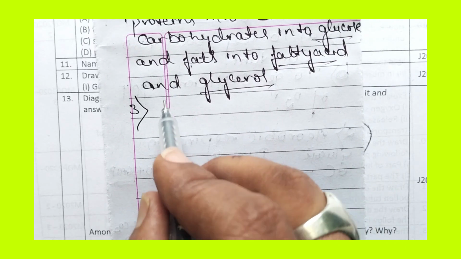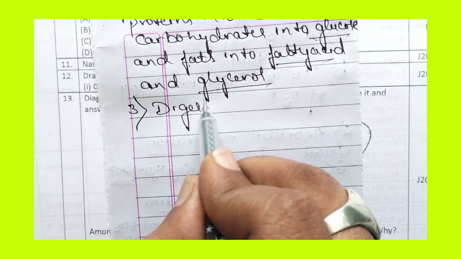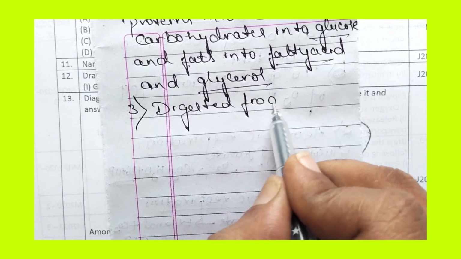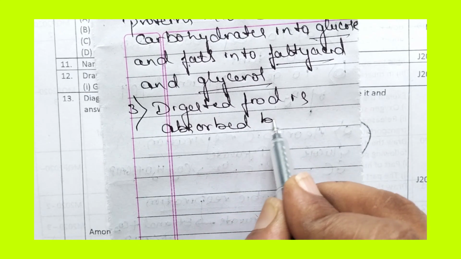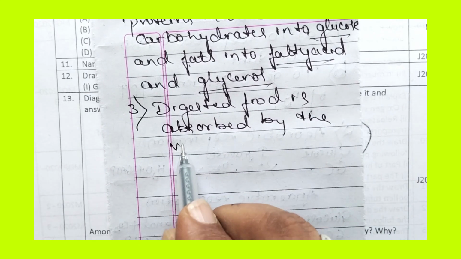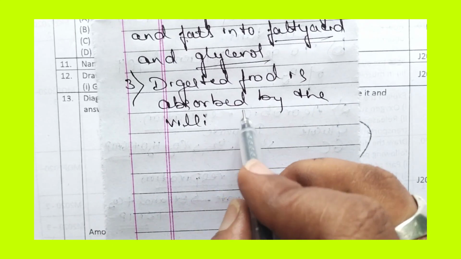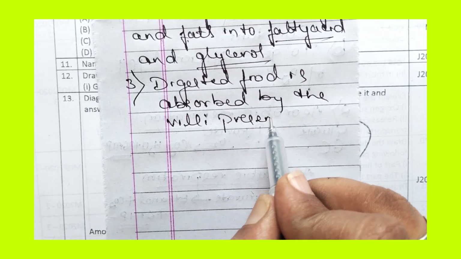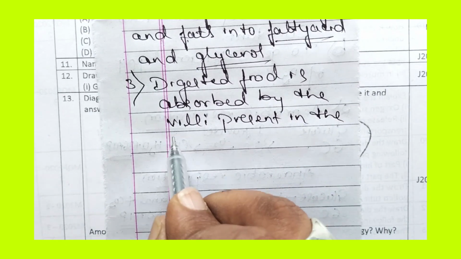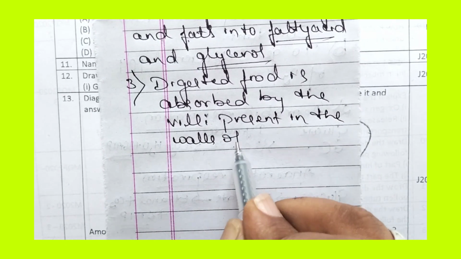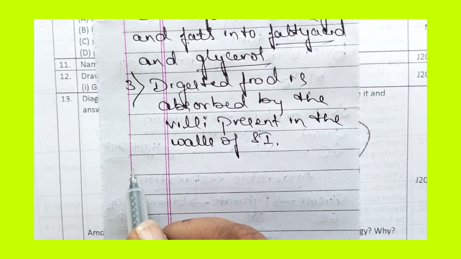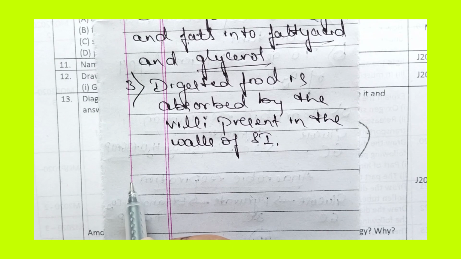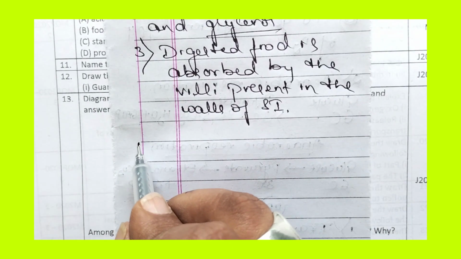Then coming to the third point, digested food is absorbed by, who will absorb the digested food? A finger-like projection, that is villi, present in the walls of the small intestine, and it will be given to blood, and blood will carry the digested food to each and every cell. So like this we have to answer this eighth question, the internal choice question.